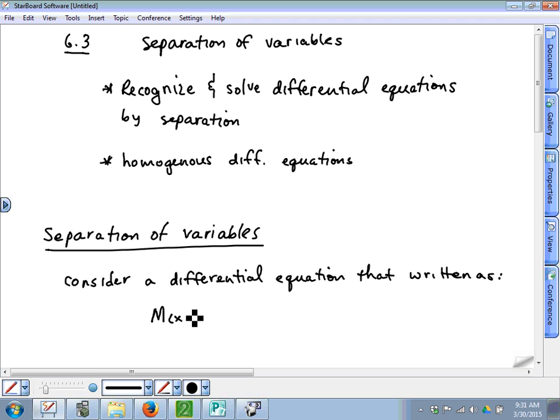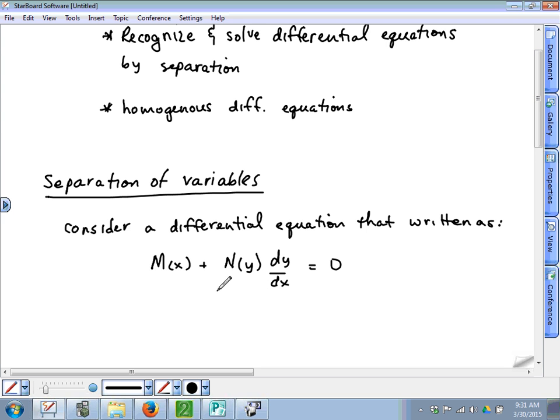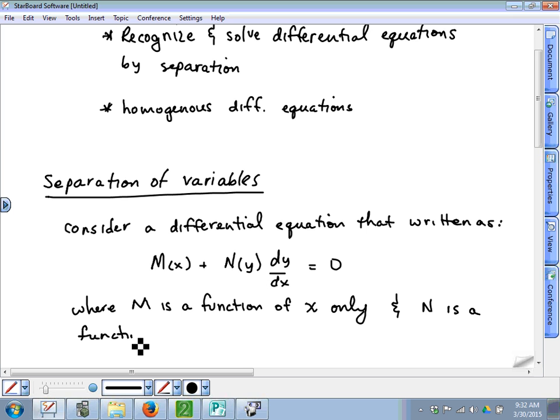Capital M of X plus capital N of Y, dy dx equals zero. Okay, this is important, where capital M is a function of x only, and N is a function of y only.